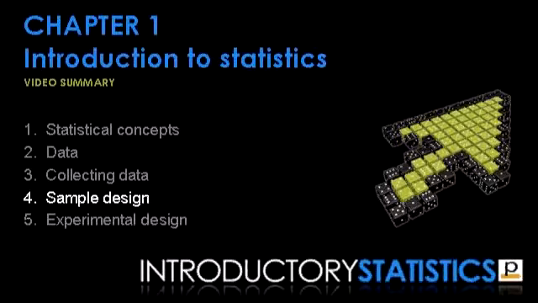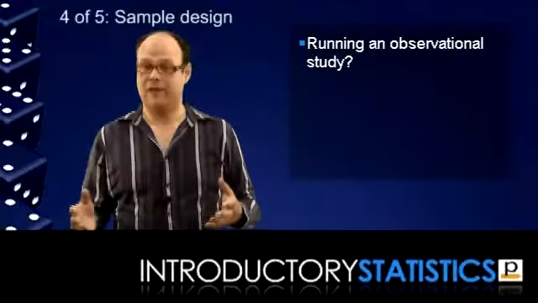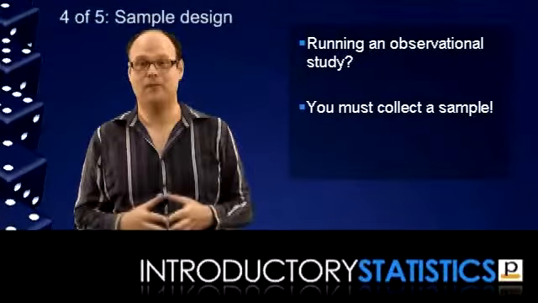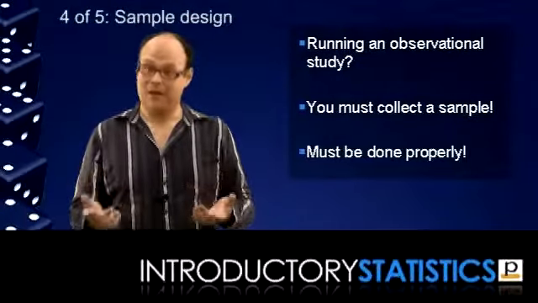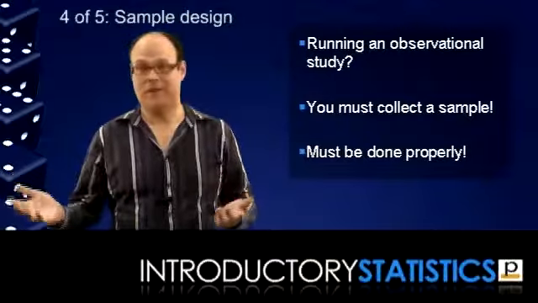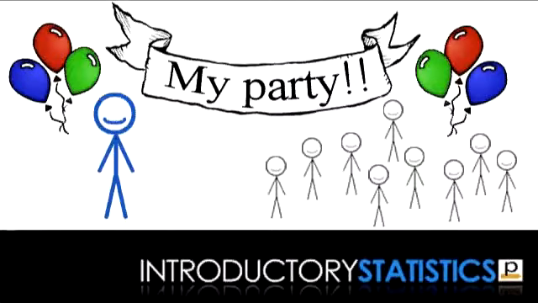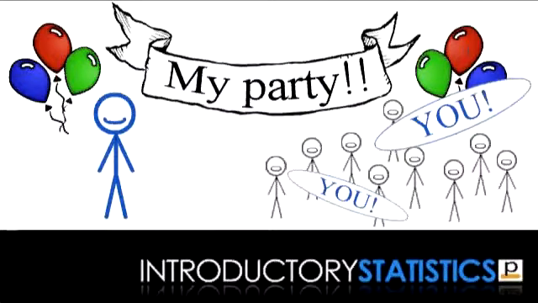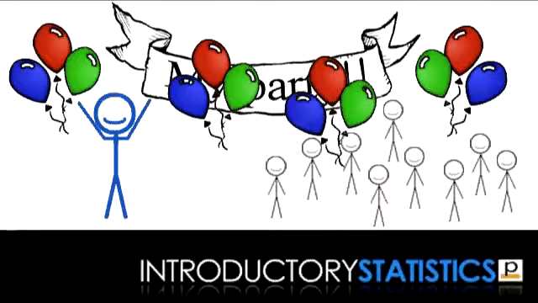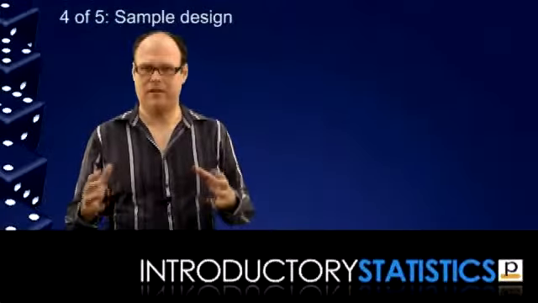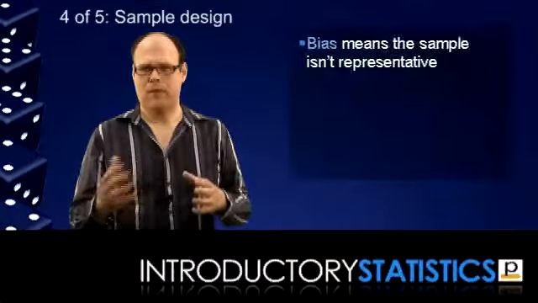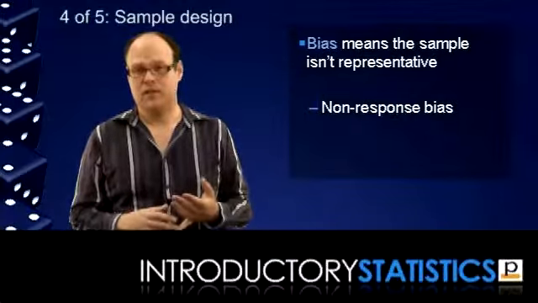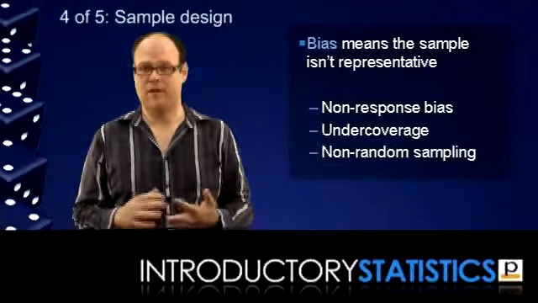If you are going to run an observational study, well, the first thing you're going to have to do is actually collect a sample. If you want to survey 100 people, well, then you're going to have to go and find 100 people so that you can survey them. And that has to be done correctly. You can't just go and survey your family and friends because your family and friends probably don't represent the entire population that you're trying to explain. And when that happens in general, when the sample that you collect fails to represent the entire population, we call that bias. Now, there's lots of different kinds of bias. There's non-response bias, there's undercoverage, there's non-random sampling.